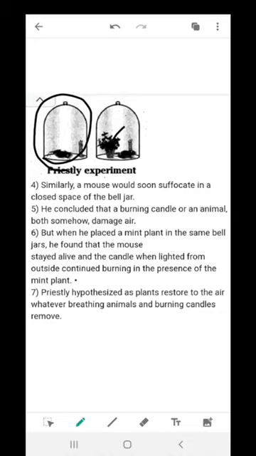But when a mint plant is placed in the same bell jar, he found that the mouse stayed alive and the candle, when lighted from outside, continued burning in the presence of the mint plant because of the release of oxygen gas from the mint plant. Priestley hypothesized that plants restore to the air whatever breathing animals and burning candles remove. Which gas is removed by breathing animals and burning candles here? Oxygen. And these plants will release oxygen, which will be helpful for breathing and burning of candles.